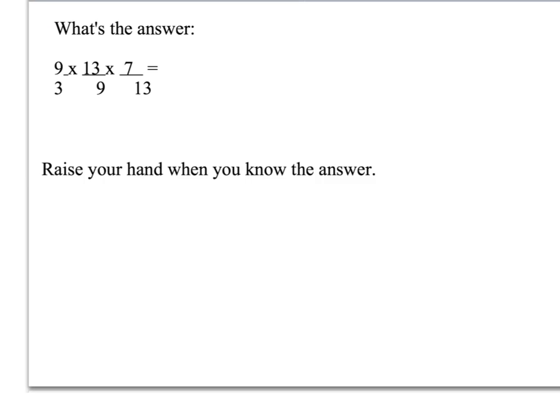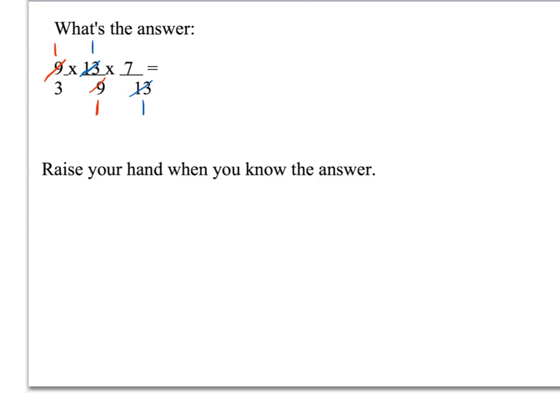Let's take a look at another example. Here I have 9 divided by 3 times 13 divided by 9 times 7 divided by 13. If I look for numbers that appear both in the numerator and the denominator, I see that 9 appears in both, so I'm going to cross those out and change them to 1s. I also see that 13 appears in both the numerator and the denominator, so I'll cross those out and change them both to 1.